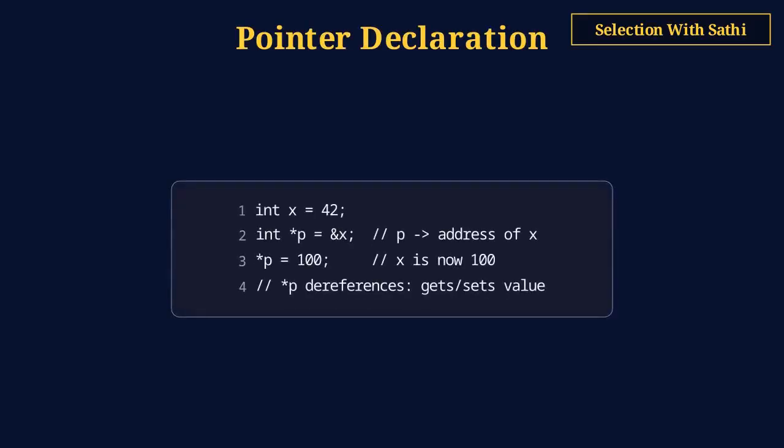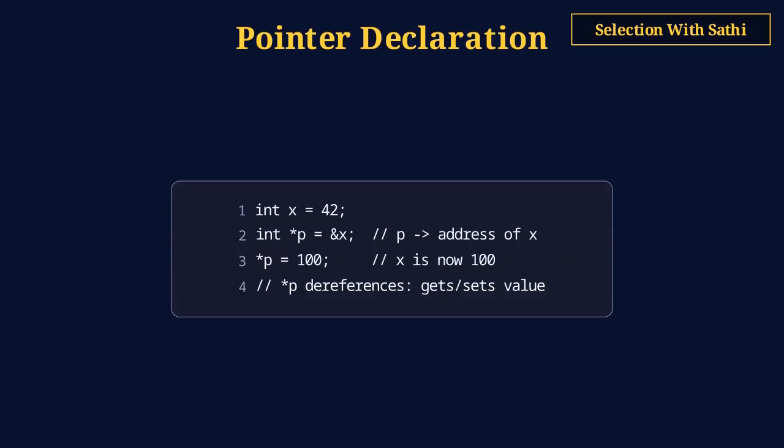A pointer is a variable that stores the memory address of another variable. To declare a pointer to an integer, you write int *p. To make p point to variable x, you assign p = &x, which gives the address of x. To access the value at that address, you use the dereference operator. *p gives you the value stored at the address in p.